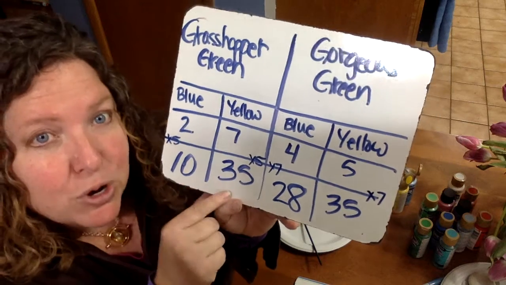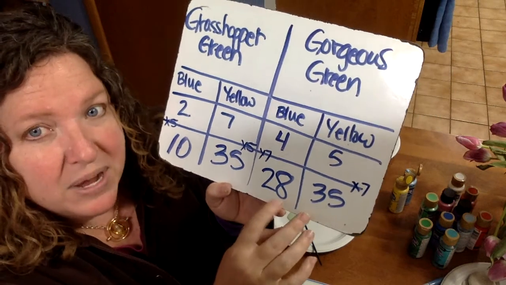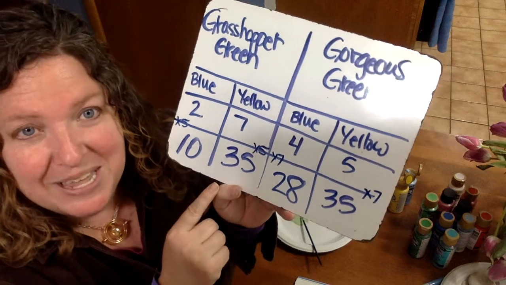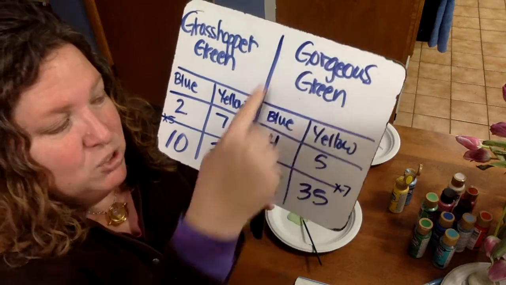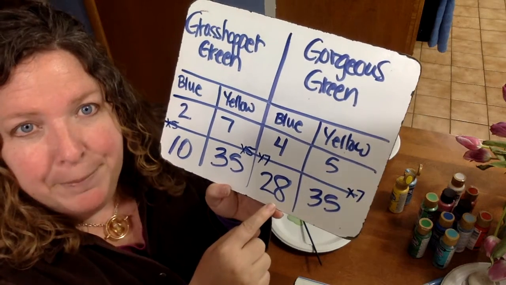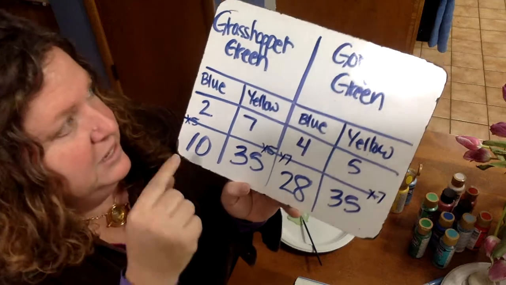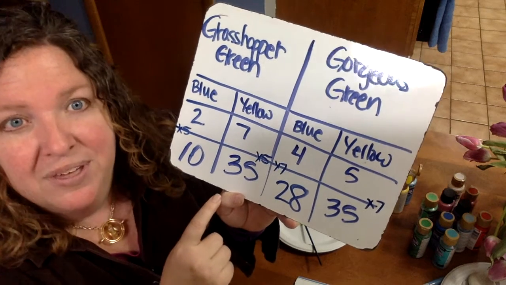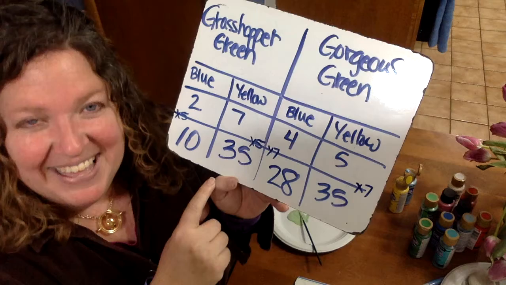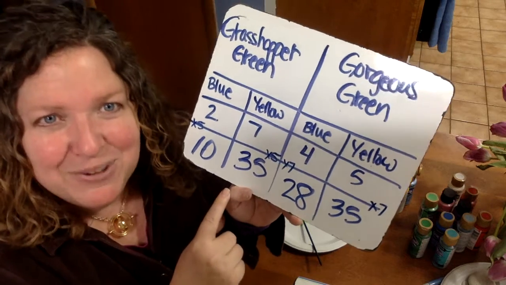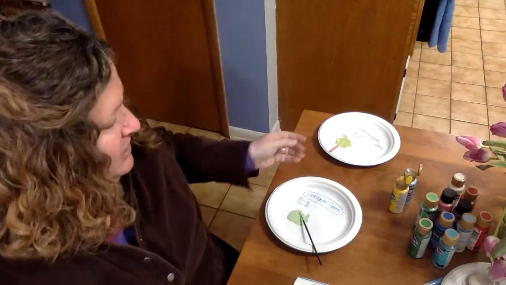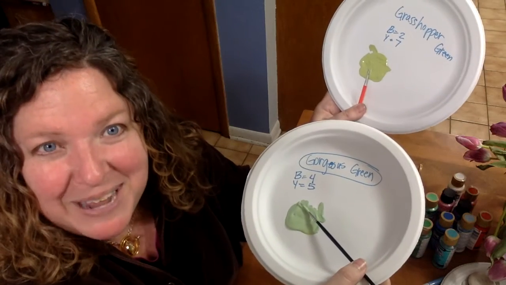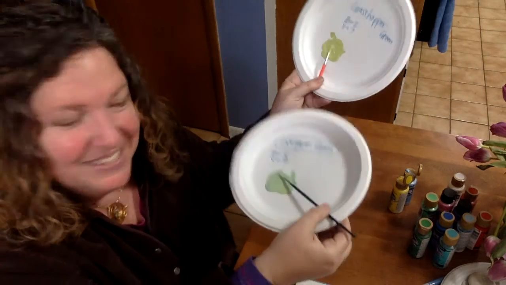It's about a third. So this one is not quite half and half, and this one, the blue is about a third as much as the yellow. So it makes sense that gorgeous green is a lot bluer of a green, and grasshopper green is a lot more yellow of a green. That's a little confusing, but I think you can figure out how to make sense of it, especially when you try it yourself and have some practice mixing paint.